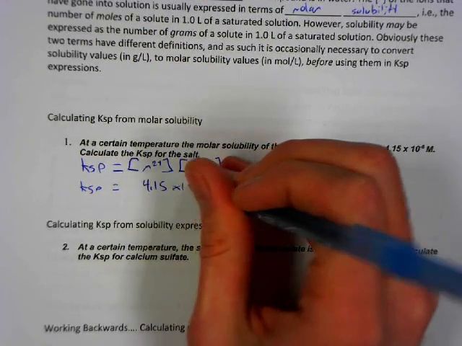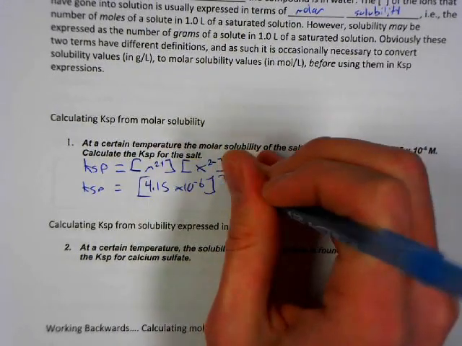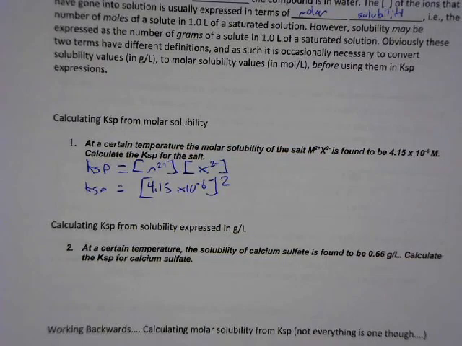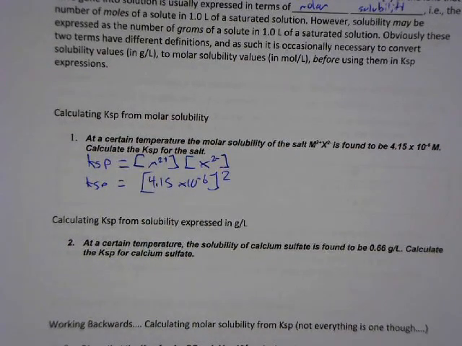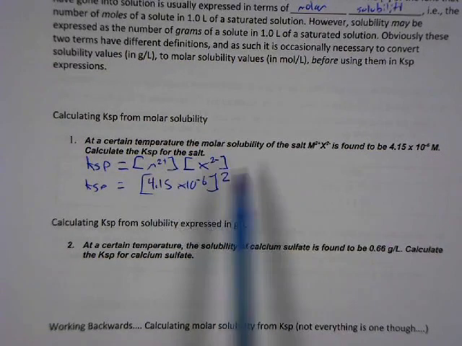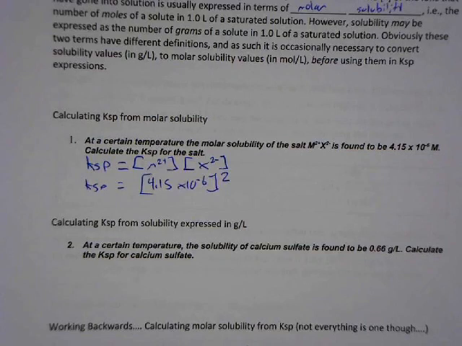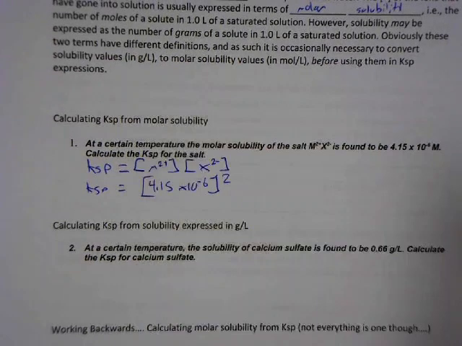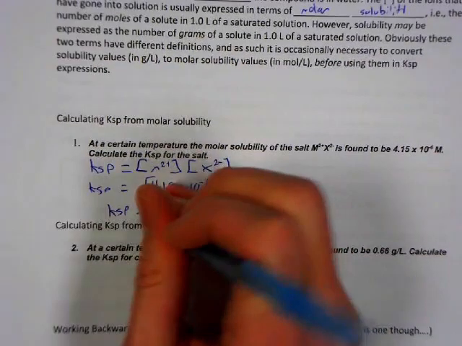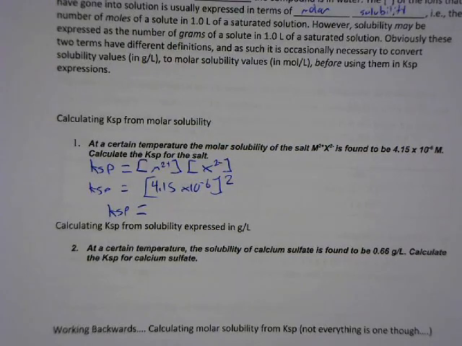KSP equals what? 4.15 times 10 to the negative 6 what? Squared. Yes, molar, but squared, because we're just going to square it. This goes to both ions. So whatever the molar solubility is, you substitute that in for both ions. So you're just squaring it. Put that in your calculator. What do you get for KSP? Just square it: 4.15 times 10 to the negative 6 squared.